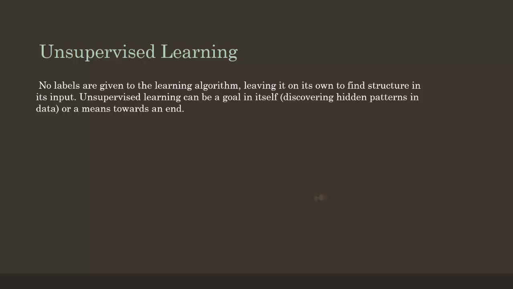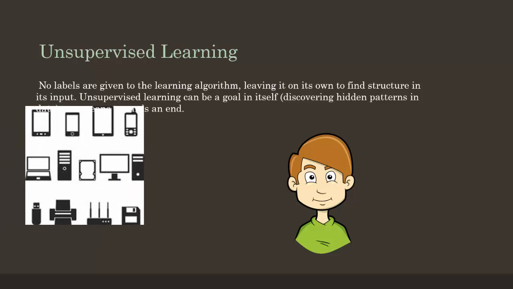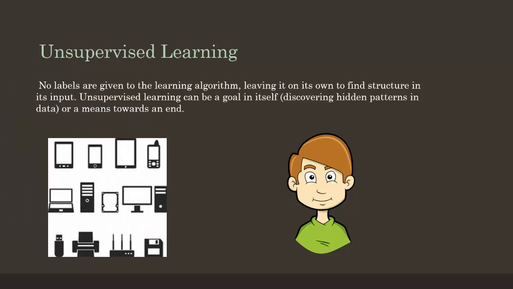Let's call that boy again. Now, this time his teacher gave him this photo. He doesn't say what is a tablet, what is a computer, what is a printer. But this guy over here can find that these three things look similar. These two things look similar. So he can develop a pattern that these two things look similar, these three things look similar. So a pattern can be made over here. This is known as unsupervised learning.